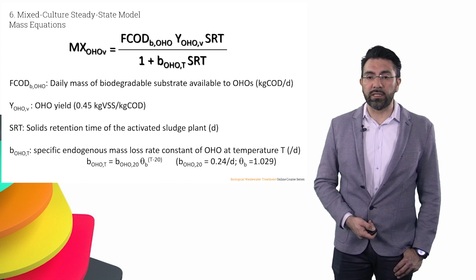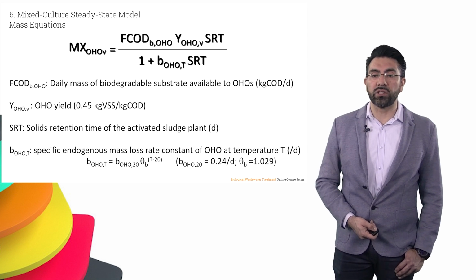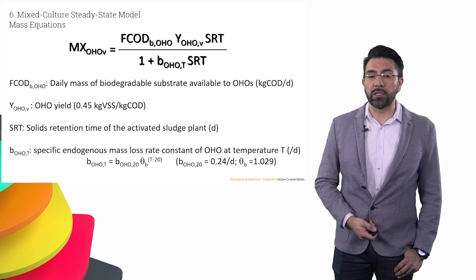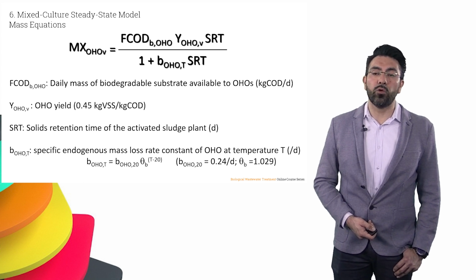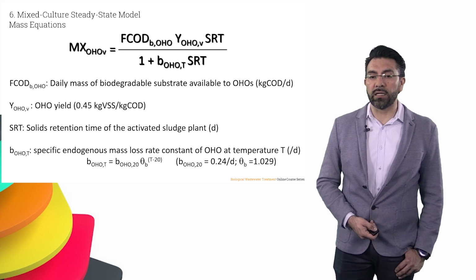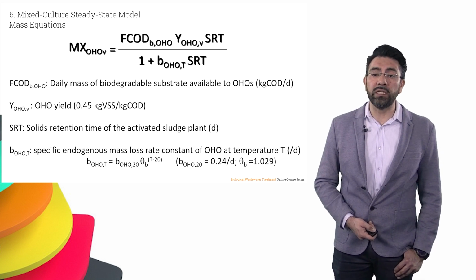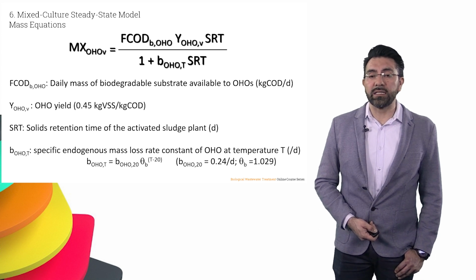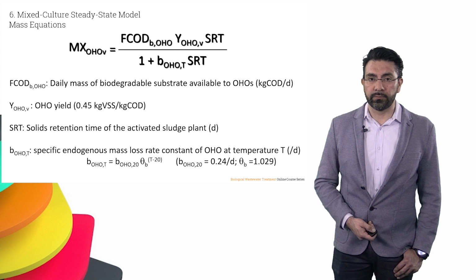but the system may be operated at different temperatures, not always at 20 Celsius degrees. For that purpose, we can use this Arrhenius expression, using the theta B coefficient that has a value of 1.029, to estimate what is going to be the endogenous mass loss rate constant at any temperature that the system is operated.